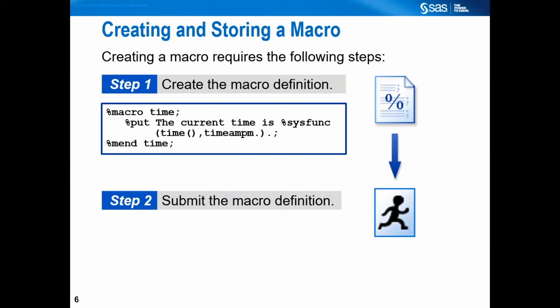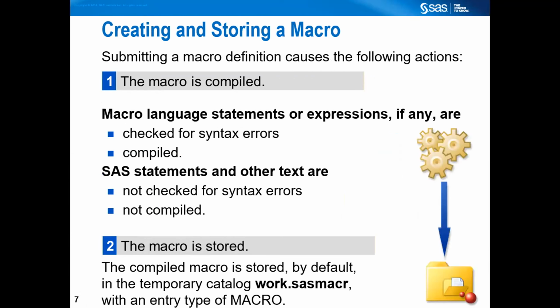So creating and storing a macro. First step, you have created a macro. Now you want to execute it. So how do you submit this macro definition? You simply write percent and the macro name with a semicolon. It's called calling a macro. So this is what it's telling. First and foremost, in the first step, you are creating a macro.